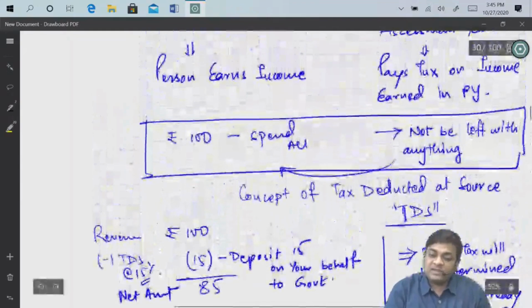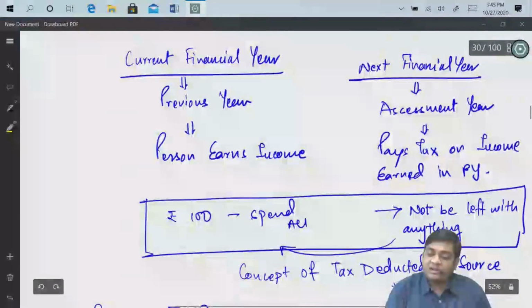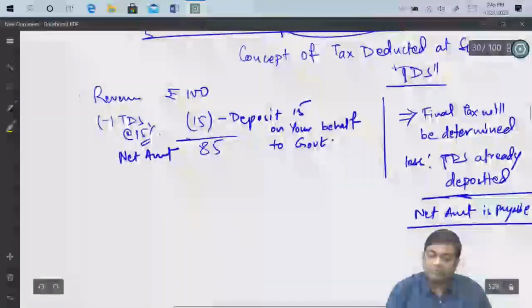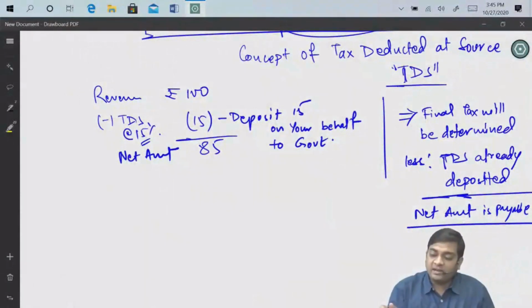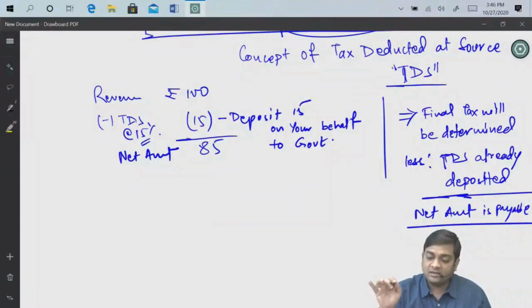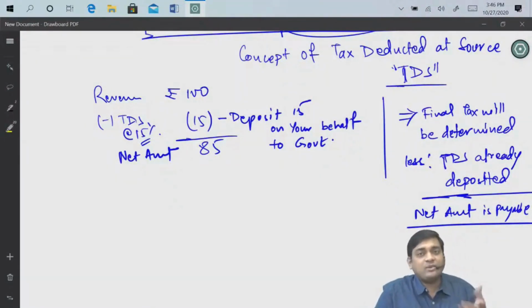In this case, there's a 100% chance that you may run out of cash. But here, something or the other has been paid. Finally, it will be determined. There are a lot of adjustments which we do at the end of the year. So ultimately, we come to know what is your final tax liability, and less TDS deposited on your behalf. So net amount will be payable, and that you can easily pay off.